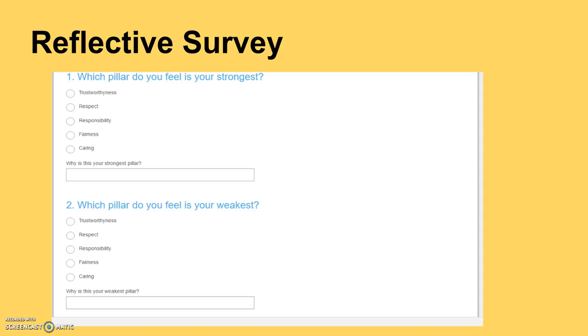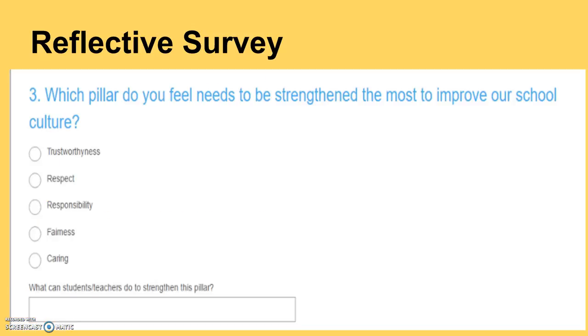At this time, the students will take a survey through SurveyMonkey. This survey is designed to get them to self-reflect and to determine their own character strengths and weaknesses. The survey also asks them to reflect on the school culture as a whole and how this culture can improve. The students will be asked to select which pillar needs to be strengthened the most to make the school a better place.